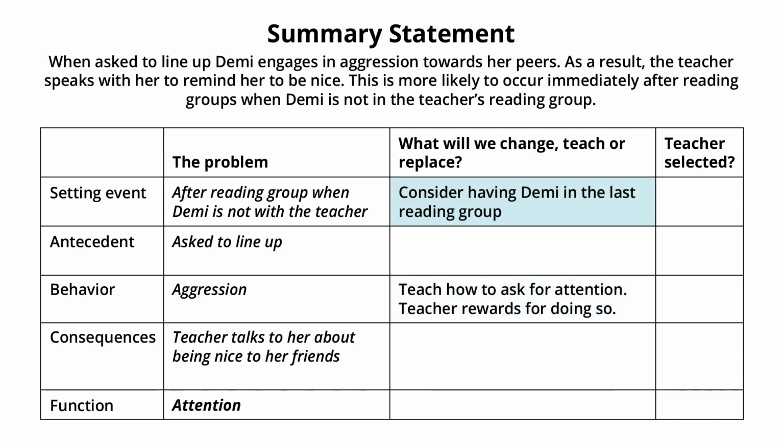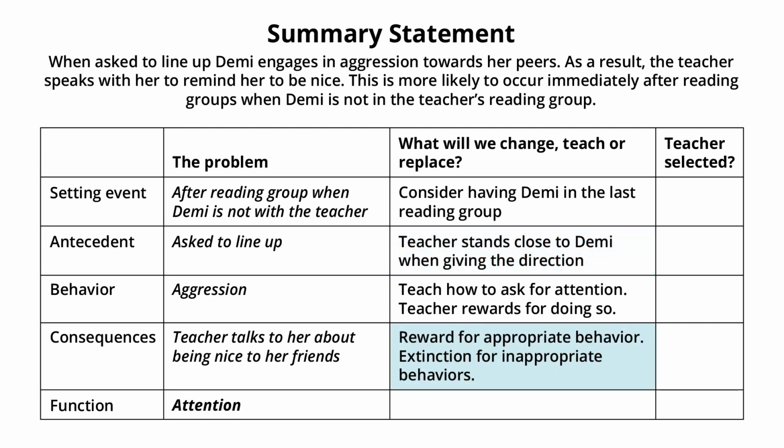Now let's look at the antecedent and setting events. You can see that the strategy for the setting event includes having Demi be a member in the last reading group. The teacher can then provide her with some additional attention during the reading group before having the class line up. When thinking about the triggers or antecedents, we usually want to figure out a way to remove them. Sometimes we can't remove them completely, like in this example, the teacher must continue to have her class line up. In cases like this, we try to figure out a way to make the antecedent less aversive to the student. The teacher could stand close to Demi when she is giving the direction to line up. Demi would then receive a little more attention when the direction is given.